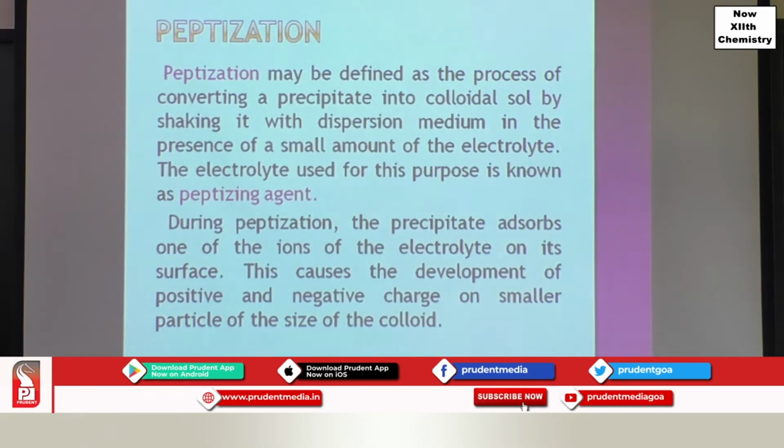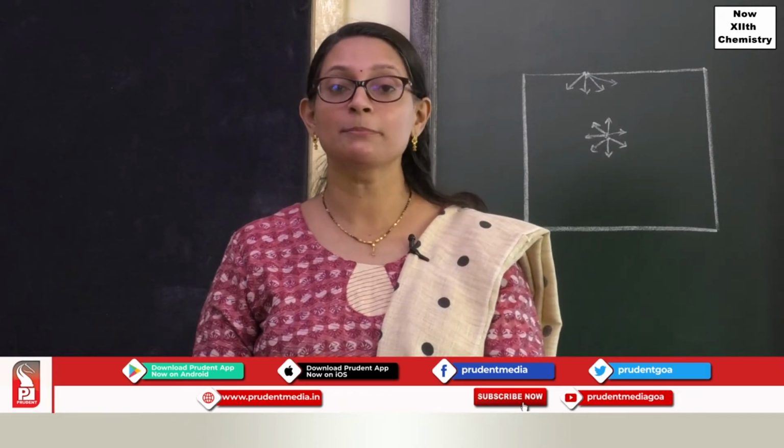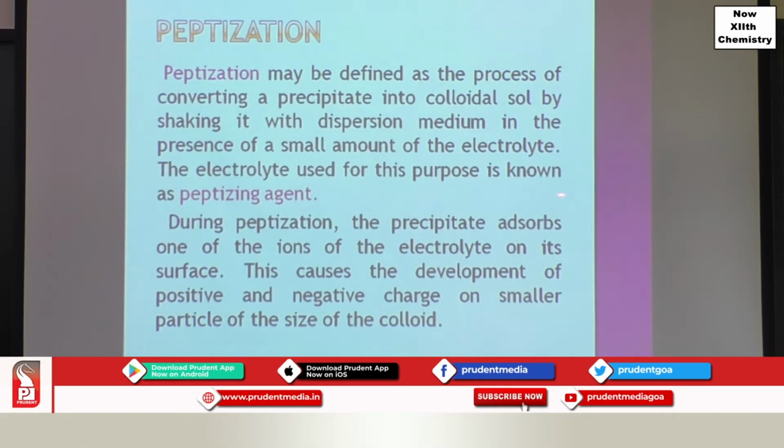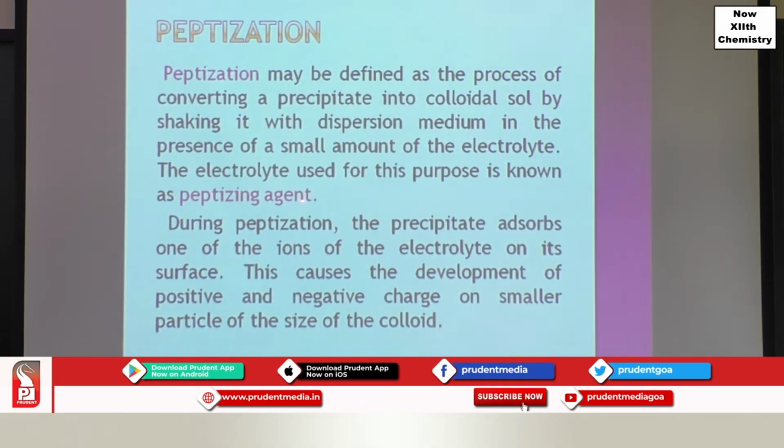What is peptization? Peptization is the conversion of a freshly prepared precipitate into a colloidal solution in a suitable dispersion medium, and very importantly, in the presence of a suitable electrolyte. The electrolyte used for this purpose is known as the peptizing agent.